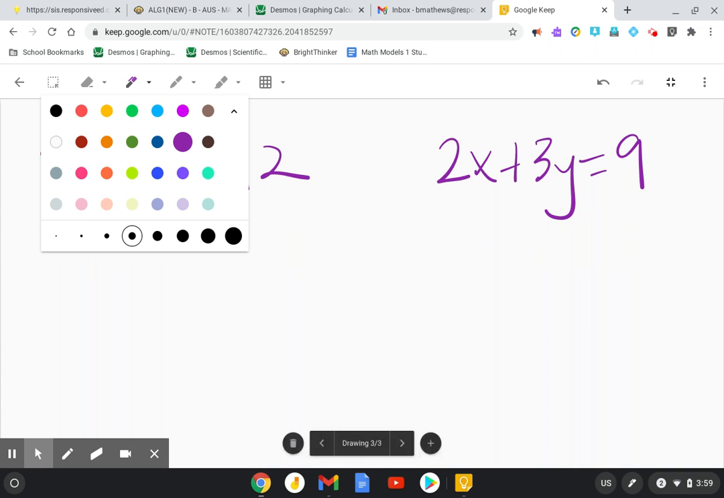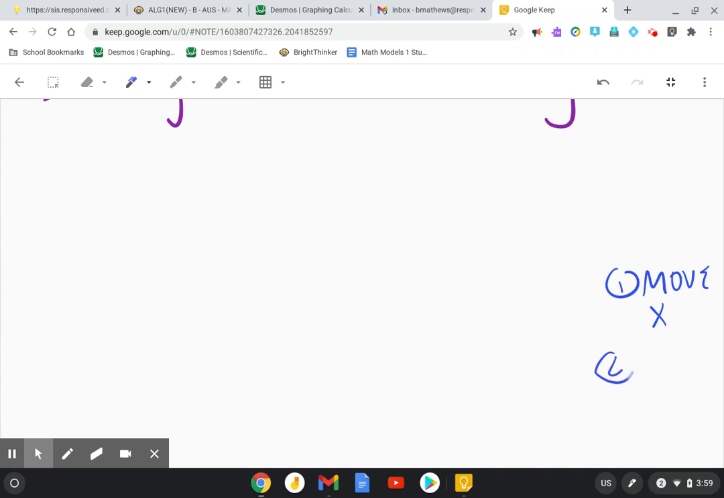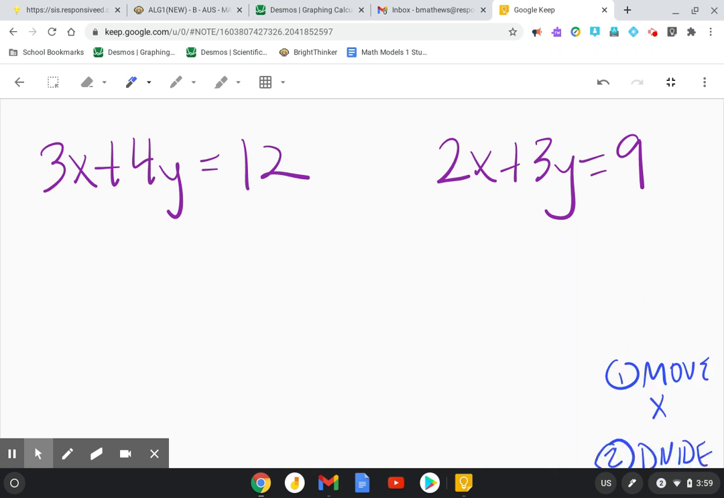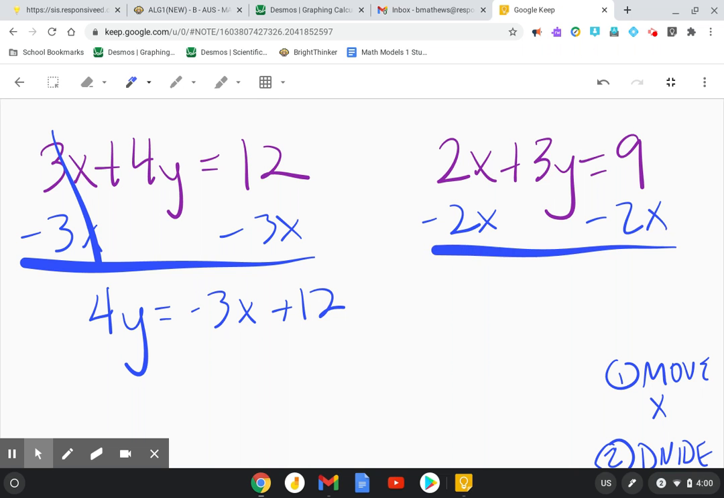Remember that to solve equations for that form, you need to do two things. You need to move the x, and second step, divide the y. What that means is to move the x means to move 3x across. 4y equals -3x plus 12. Over here, I'd move 2x across, leaving me with 3y equals -2x plus 9.